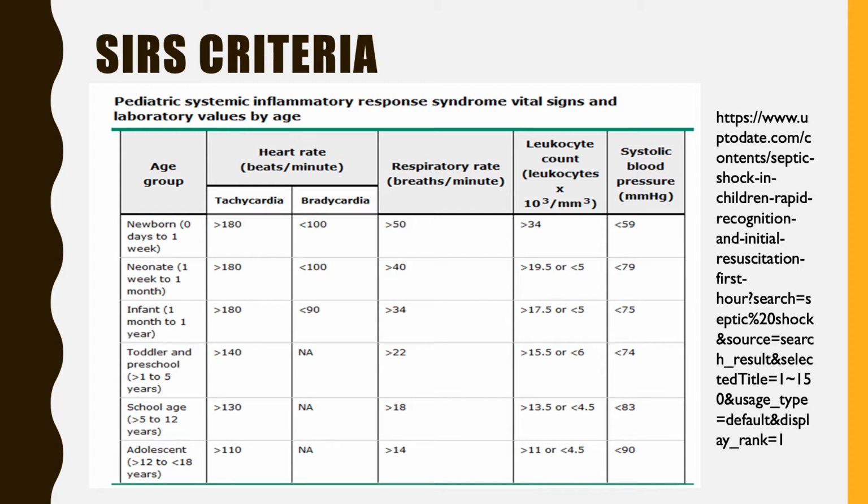In heart rate, we're looking at the presence of tachycardia or bradycardia. In the respiratory rate, elevated respiratory rate. In the leukocyte count, more than these particular numbers in that age group. And then systolic blood pressure, we're looking at hypotension, so less than that particular systolic blood pressure.